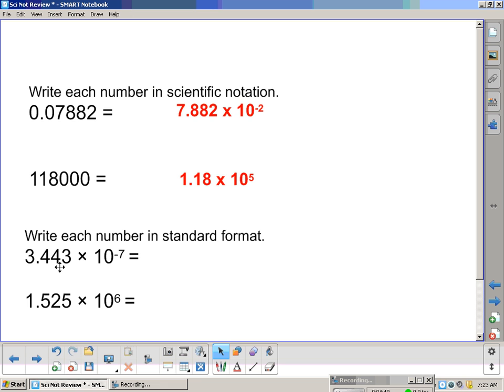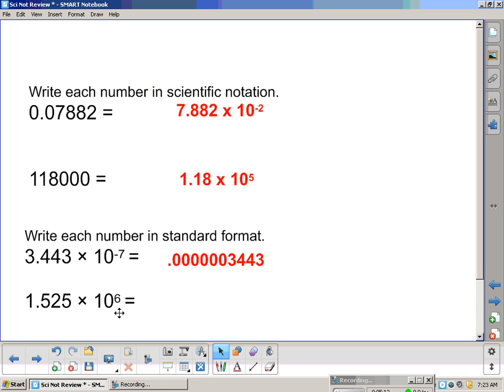Okay, now here we're going to go the other way. Write each number in standard format. It's in scientific notation. We have a negative exponent, which tells us this number is going to be really small. We move that decimal 7 places, making this get smaller. We'll end up with 6 zeros out front, the decimal, and then your 3443.